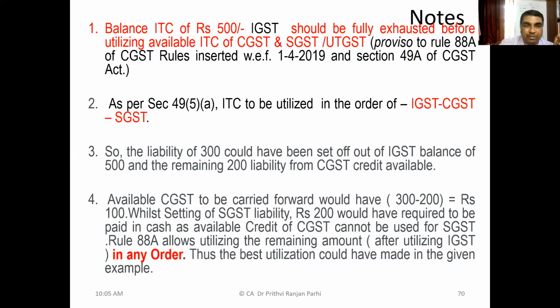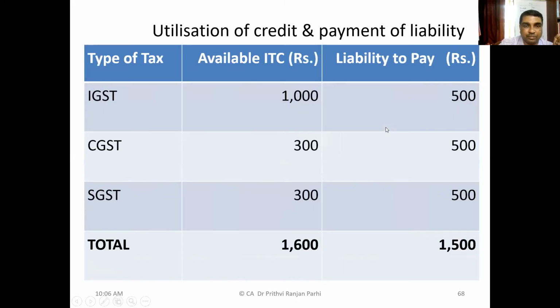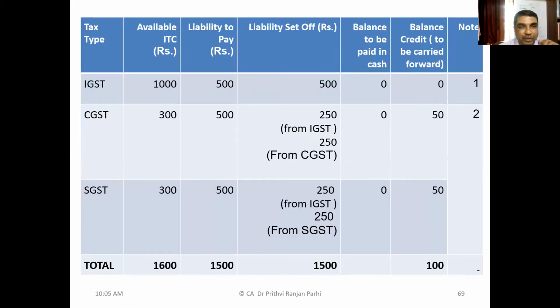Now let me once again explain that. Whatever IGST ITC is there, first I'm utilizing it for IGST liability. My intention is to exhaust IGST. So I'm equally distributing the balance between CGST and SGST, and the balance money I'm paying out of my ITC of CGST and SGST. This is how I'm managing it.